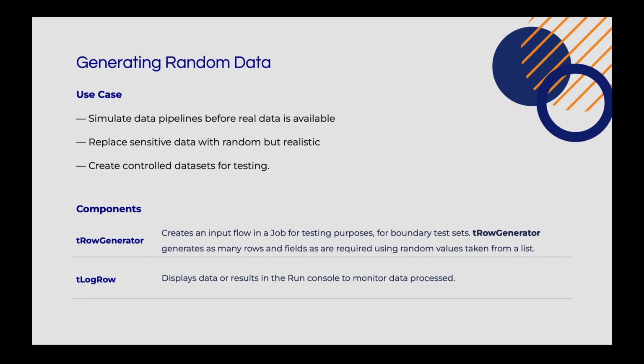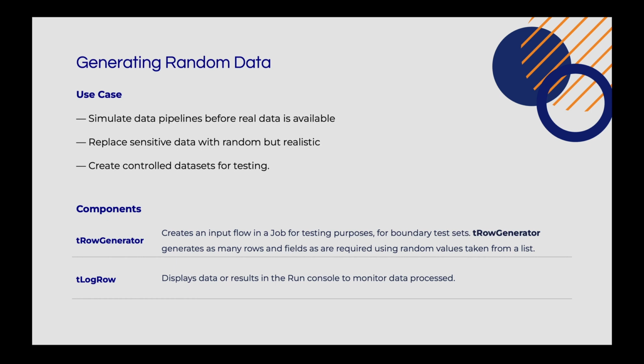Here are some of the components in creating random data in Talon. Use T-Row Generator to produce rows and fields with random values. This creates a simple input flow for testing. Connect it to the T-Log-Row to display your results in the Run console. This lets you check if the data looks correct before you build more logic.